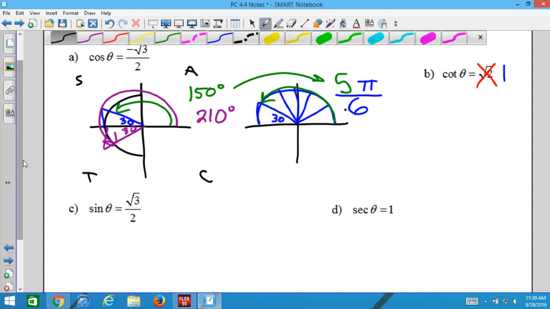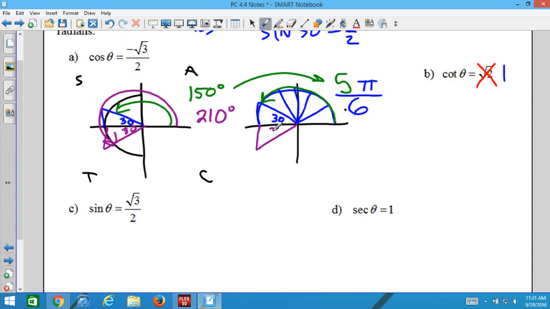I have it memorized. 210 would be 7 pi over 6. 210 is down here, and it is still a 30 degree angle, so it's still dividing by 6, sections that divide by 6. We just have to figure out how many of them there are. So here's 6 of them, and then we've got one more: 7 pi over 6.